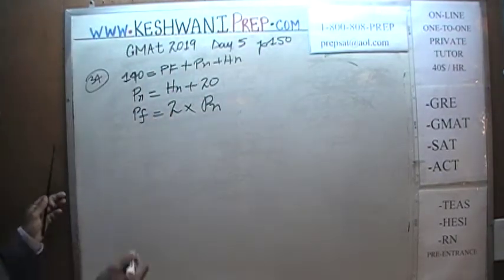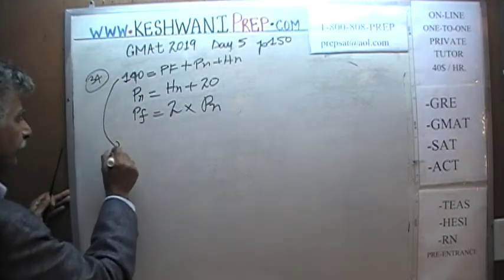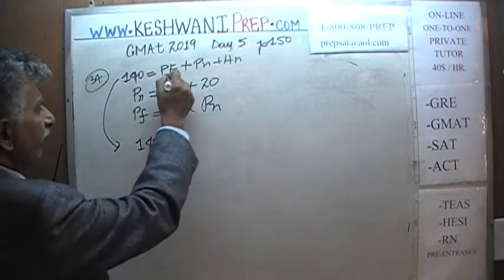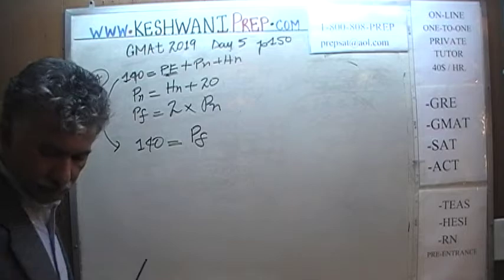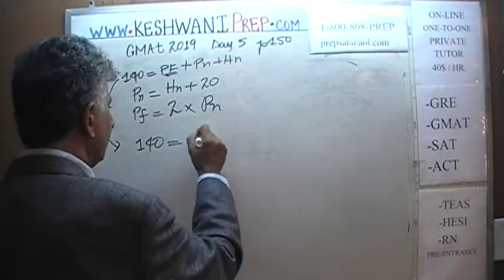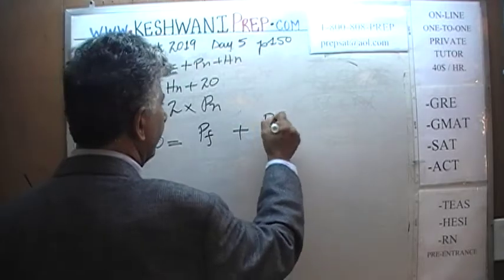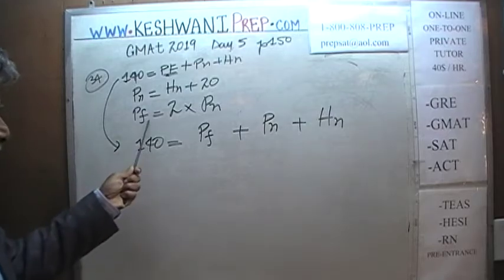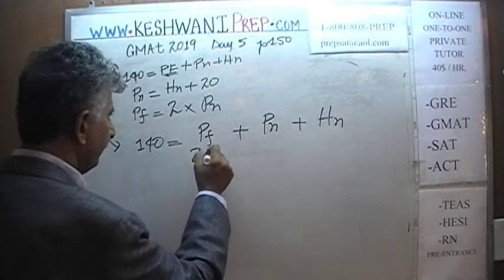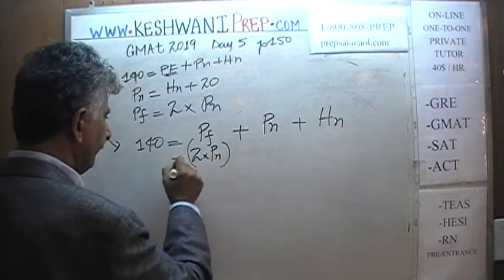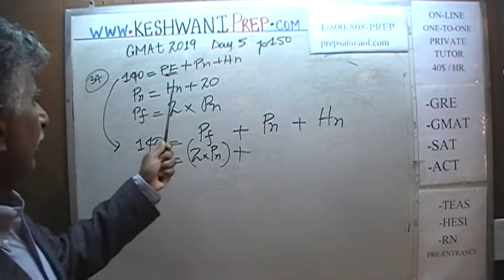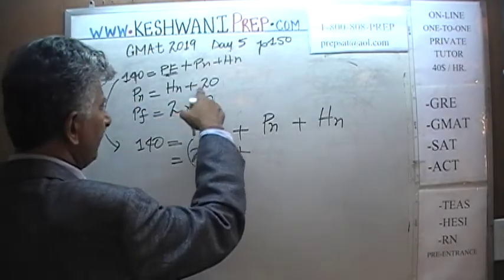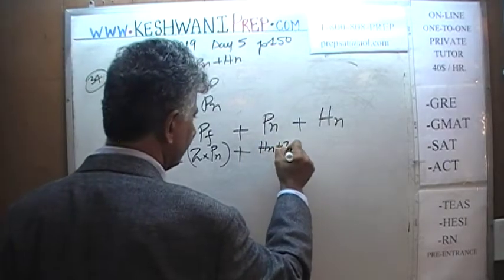Enough of the talk. So, here's our first equation right here. 140 has to equal paperback fiction. But paperback fiction, let's first write them down. Paperback fiction plus paperback nonfiction plus hardcover nonfiction, that's 140. But paperback fiction, we know, is two times paperback nonfiction. Paperback nonfiction, we know, is 20 more than hardcover nonfiction.